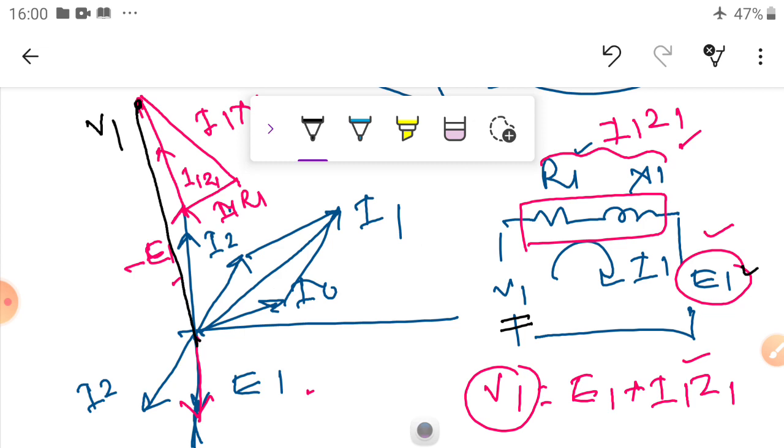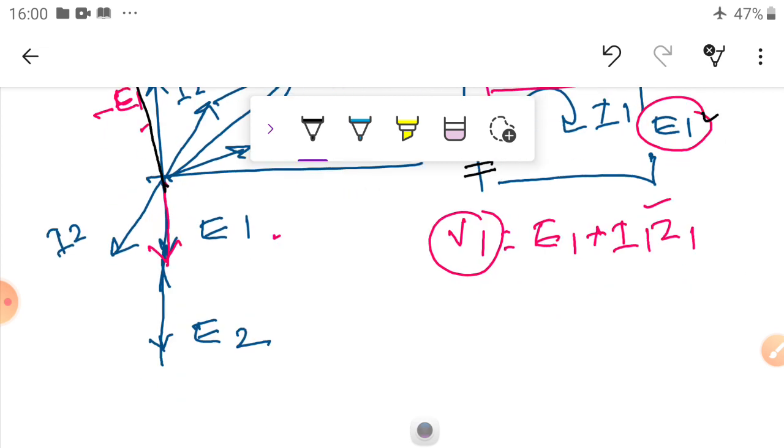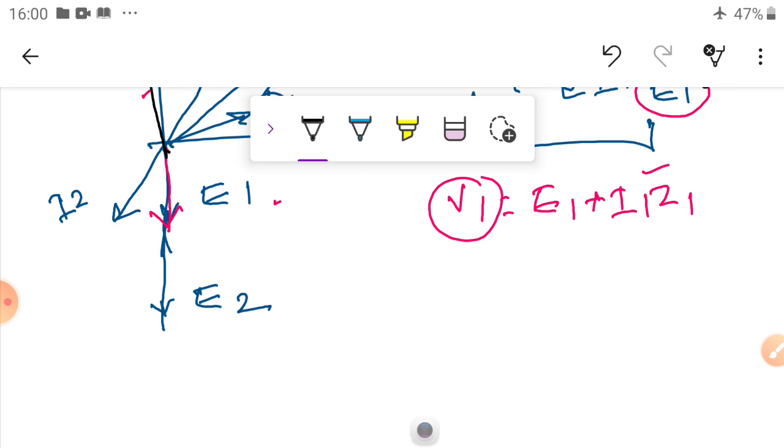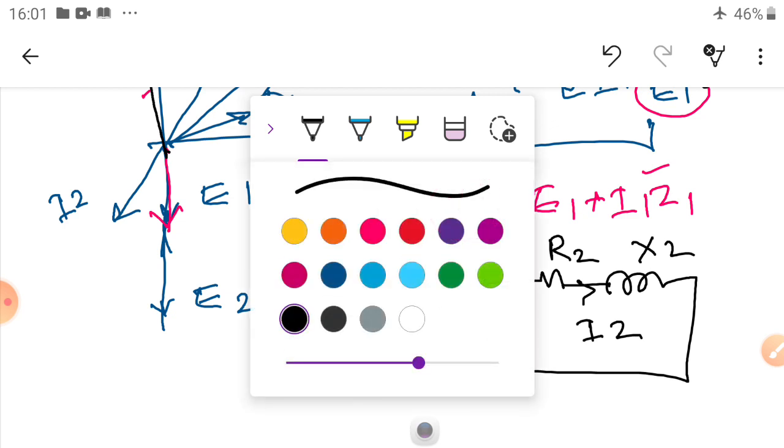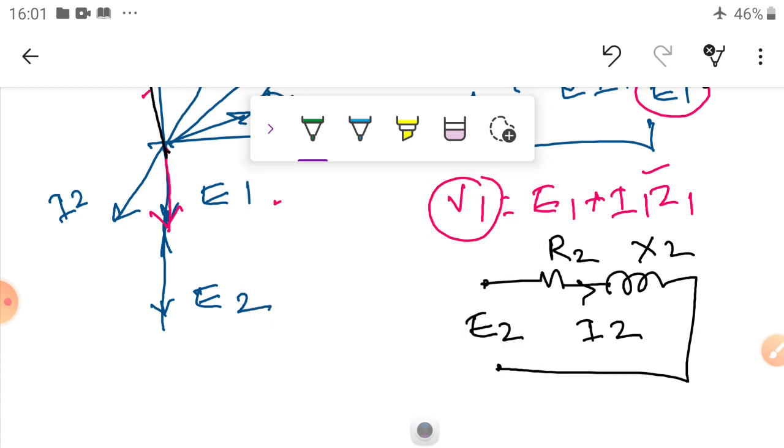This is the diagram. This is the primary side. Now coming to the secondary side. What is the secondary side? Here E2 is equal to this one, and this one is shorted. So R2 X2 current is equal to I2. Okay, so that is equal, I am going to write it. So here I2 R2. So this is already the current in this direction. The current is I2 R2.